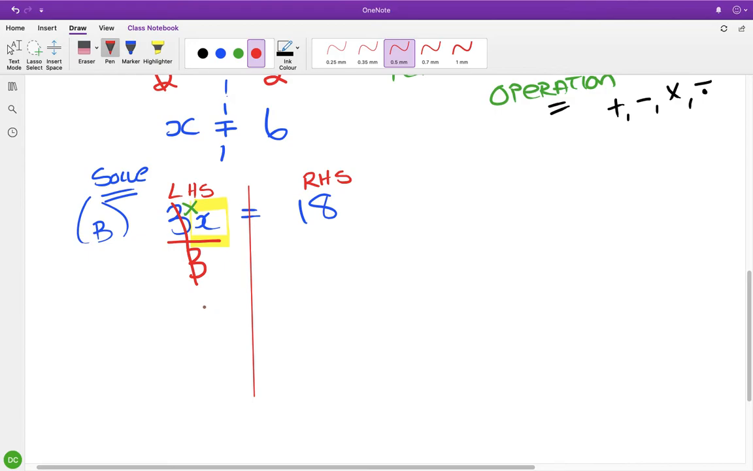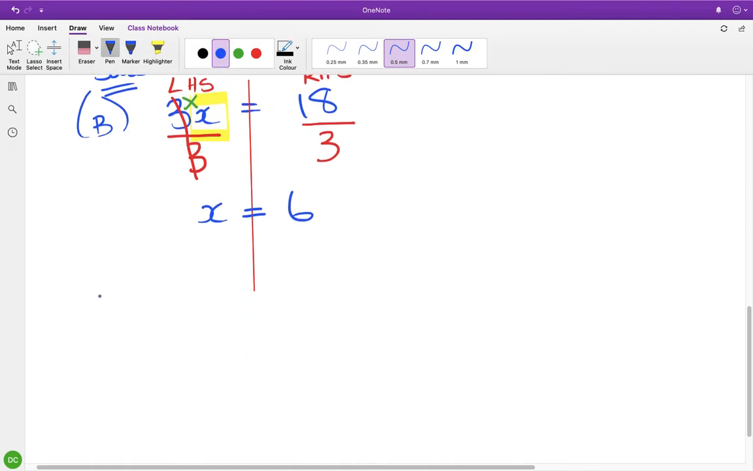But I have to remember balance. So if I divide by 3 on the left hand side, I have to divide by 3 on the right hand side. So now the 3's are gone, which means my x is isolated. And then on the right hand side, I have to perform this division, which is 18 divided by 3, which makes 6.